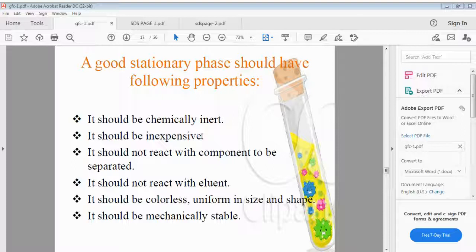It should not be very expensive. It should not react with the component to be separated. If it is inert, it should not react with the sample. It should not react with the element. Even with the mobile phase, it should not react. It should be colorless, uniform in size and shape, and mechanically stable.